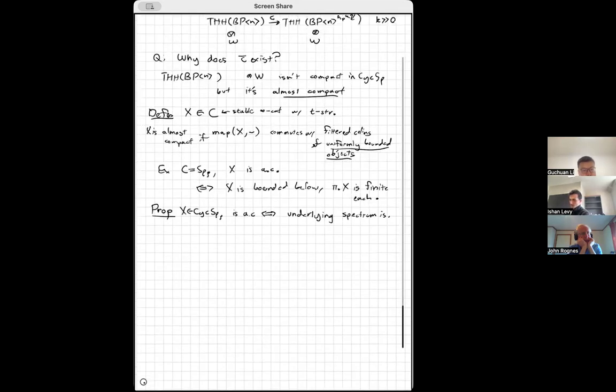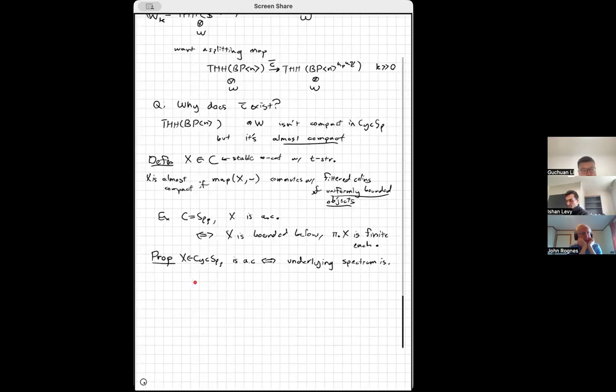Okay, so in particular, it's not hard to see that THH of BPN is almost compact in p-complete spectra. It satisfies this property. That's not so hard to verify, just from the fact that BPN is connective and of finite type, after you tensor with some W. So what you learn from this proposition is that this is almost compact.